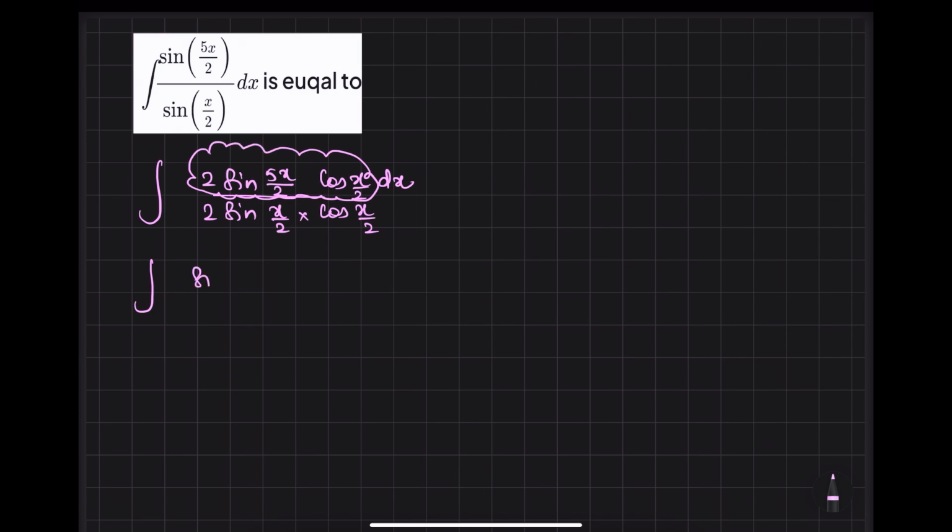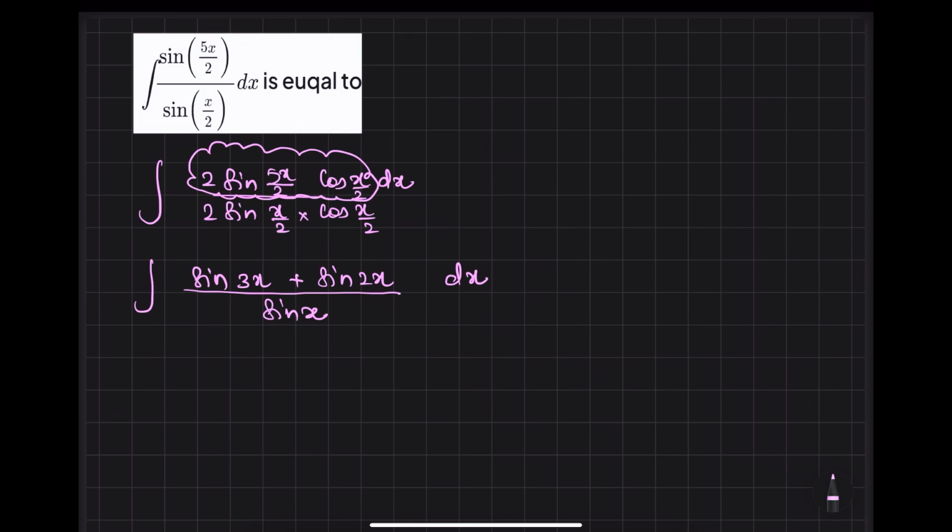So on the numerator we will be applying 2 sin a cos b, which is sin(a plus b) plus sin(a minus b). So it is 5x/2 plus x/2, which is 6x/2, so it is sin 3x, plus sin of 5x minus x, which is 4x by 2, so it is sin 2x. And the denominator we will have as sin x dx.